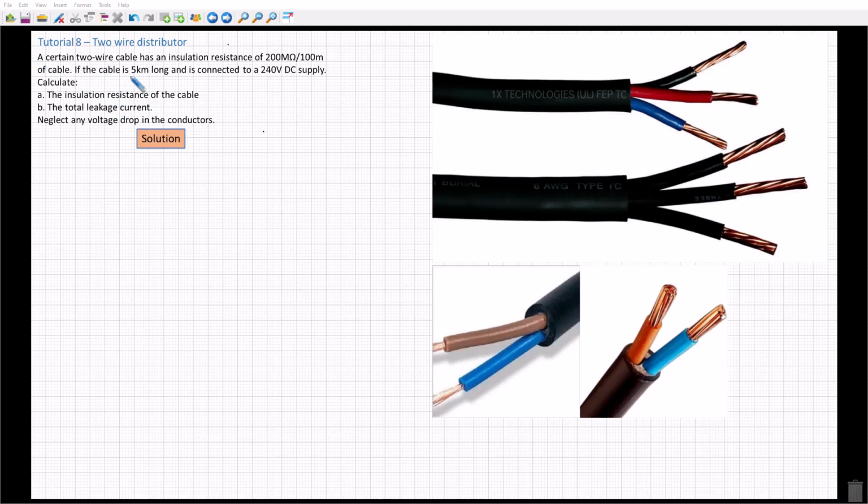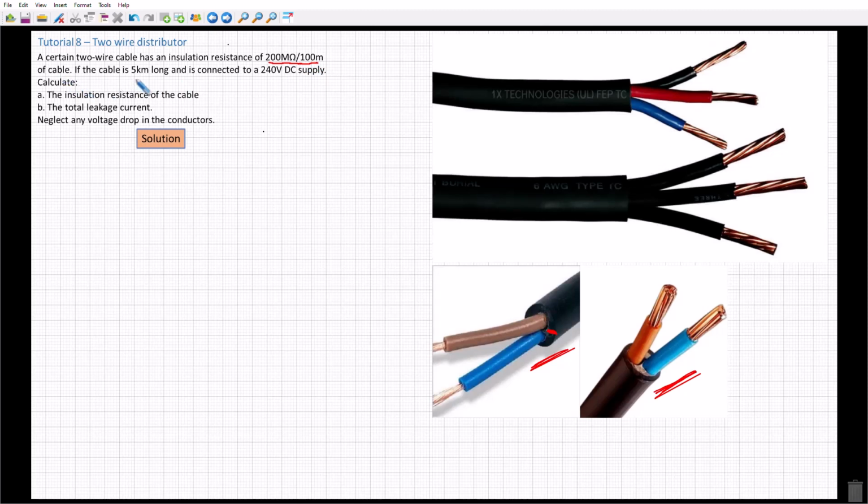A certain two-wire cable has an insulation resistance of 200 mega ohm. So that is 200 mega ohm per 100 meters, right? They're not saying whether it's copper cable or what, and they're not telling us the properties of this cable. They're basically just saying a certain two-wire cable, like this one or this one, that has an insulation of 200 mega ohm per 100 meters of cable.